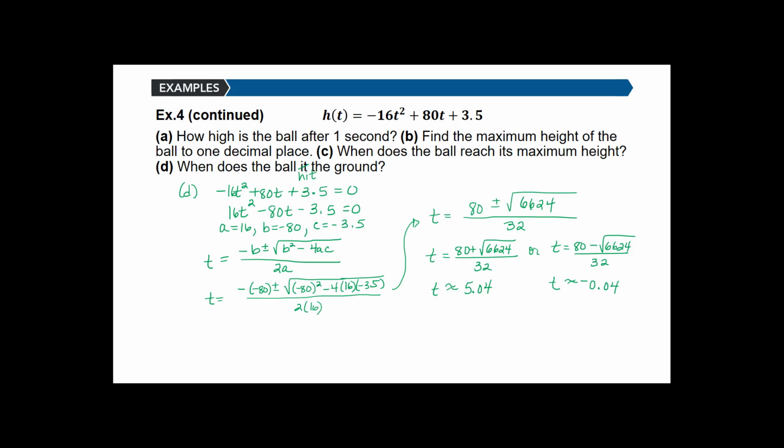And so when does the ball hit the ground? Well, it can't hit the ground at a negative time, so we have to discard the negative solution. This means that it will hit the ground in approximately 5 seconds after it was hit.